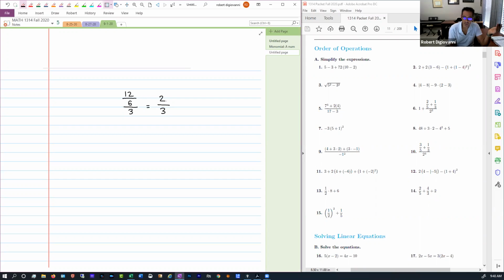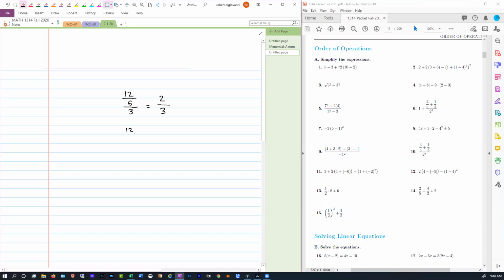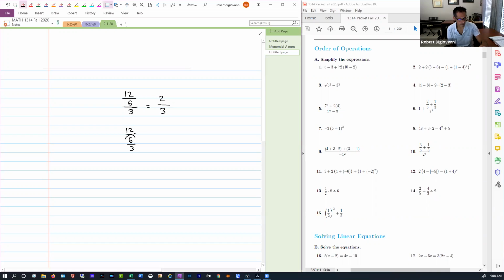Another possibility would have been what, Emily? You decided to do 12 divided by 6 first, but you could have done what? The 6 divided by 3. Yeah, you could have done the 6 divided by 3 first, right? In that case, you would have got 2, and you would have had 12 over 2, and that would have been 6, right? So those are the two answers that could have been possible here.